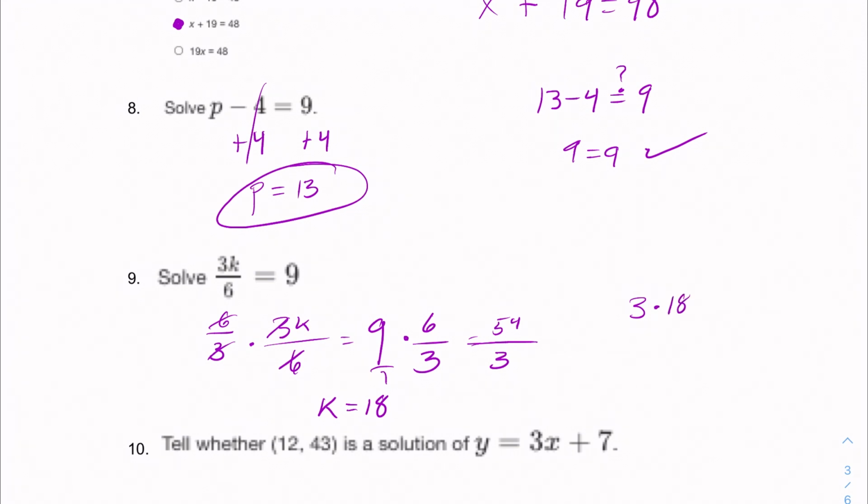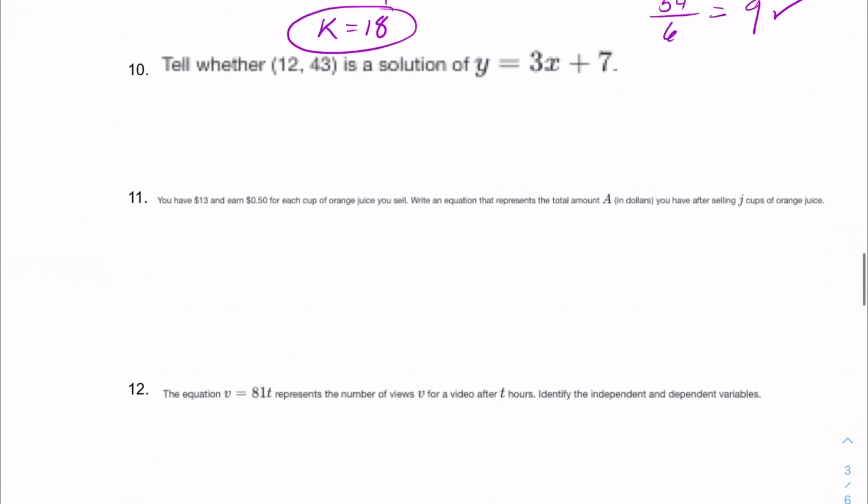3 times 18 divided by 6 equals 9. Again, 3 times 18 is 54, so we have 54 over 6. And does 54 divided by 6 equal 9? Yes, it does. Check. That means k equals 18 is the solution.